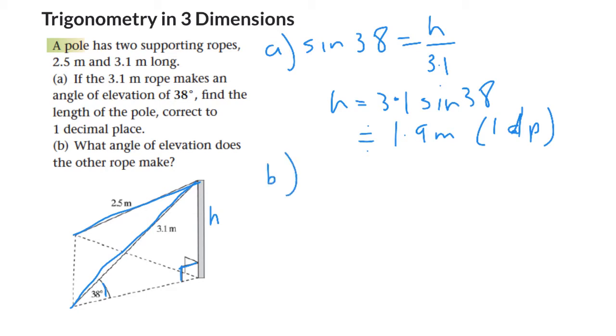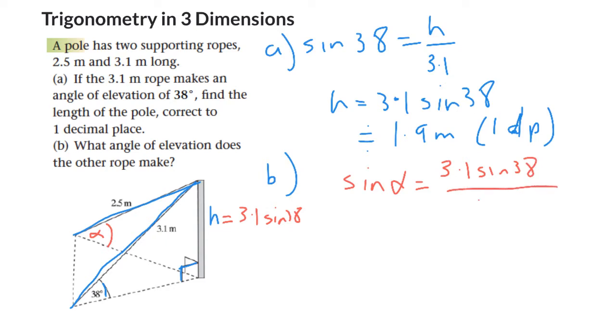We're trying to find this angle over here. Let's call it alpha. We can call it whatever we'd like. And now we're going to use h equals 3.1 sine 38 in our second part here, and we're going to use sine again. We're going to say sine alpha equals our opposite, which is 3.1 sine 38, over our hypotenuse, which is 2.5.